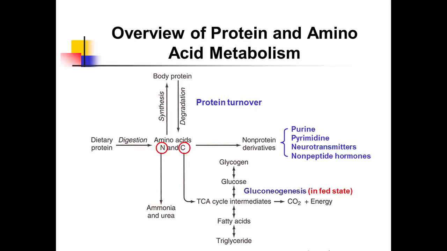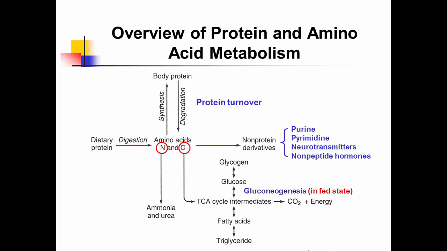Also, the other important pathway is that amino acids can be used for the synthesis of non-protein derivatives, for example purines, pyrimidines, neurotransmitters and other non-peptide hormones. These can also be synthesized from amino acids. So in anabolism pathways, amino acids can be used for the synthesis of proteins, and this is balanced with the degradation of protein. Degradation and synthesis of protein are always happening, and this process is called protein turnover, right?